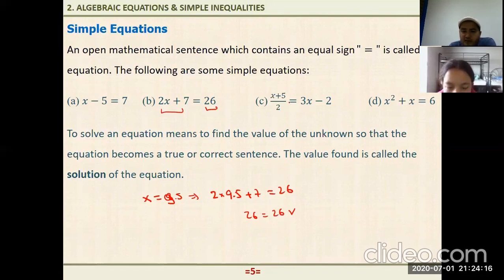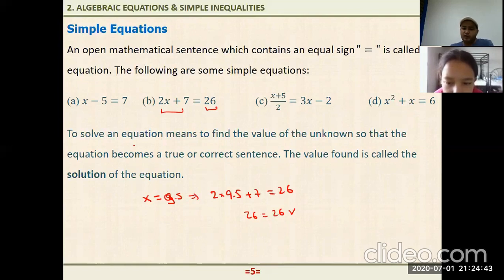Another thing is here, (x plus 5) divided by 2 equals 3 times (x minus 2). Also say equation, right? Because a sentence that has equal sign. And also x squared plus x equals 6, right? And also that is an equation, okay? So we will try to find the right answer. When we substitute for unknown, it must produce a correct sentence, okay?